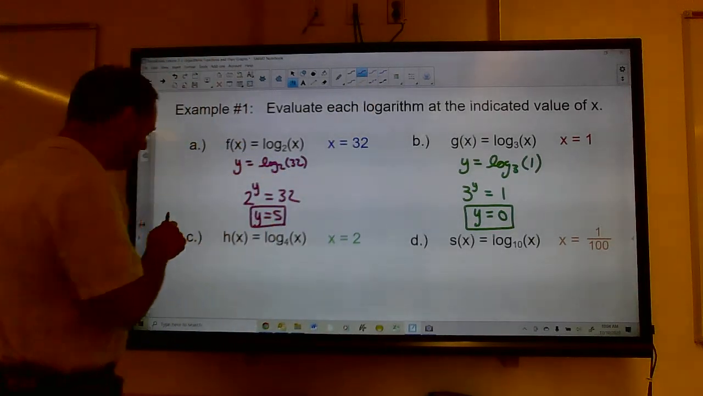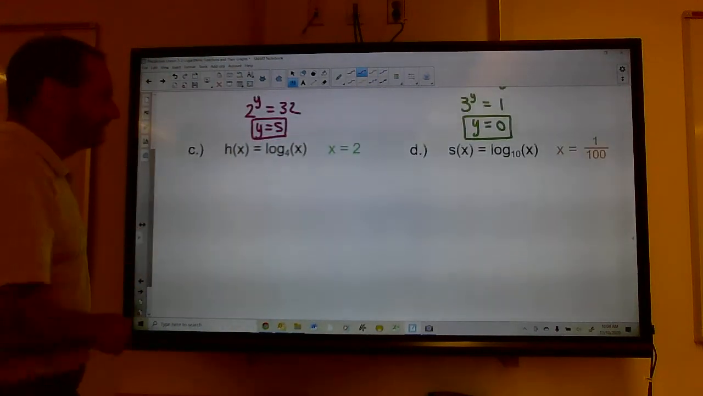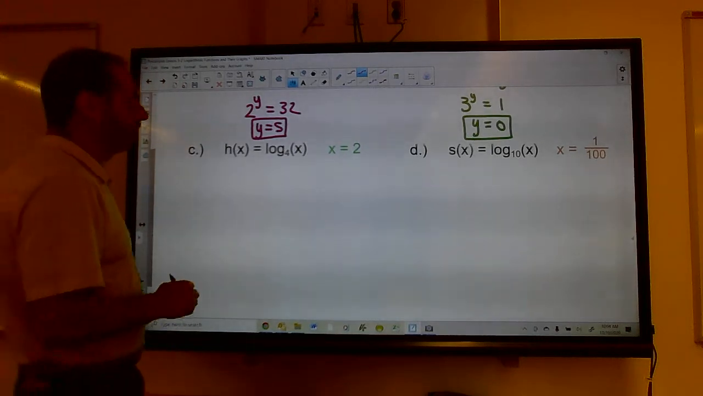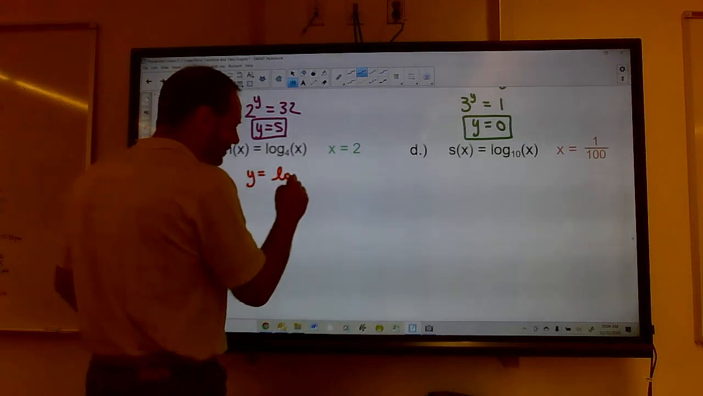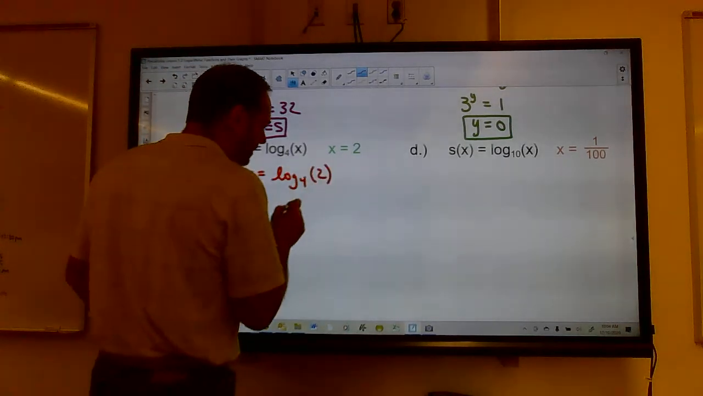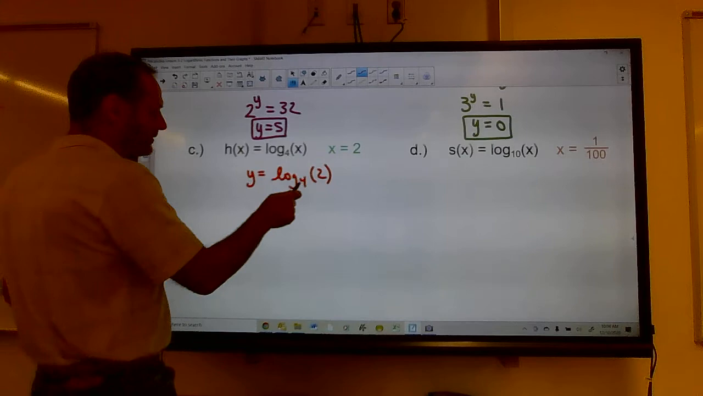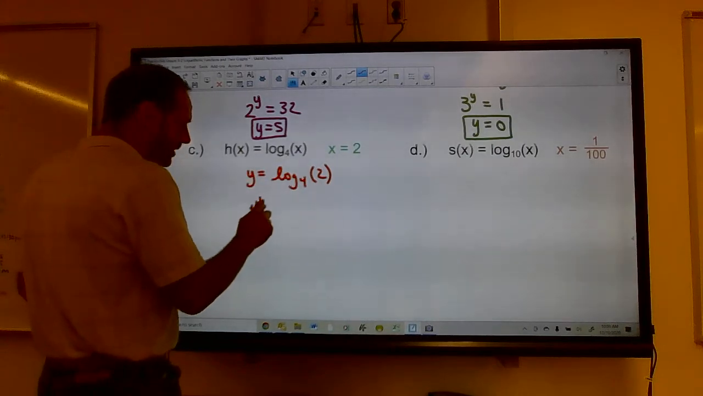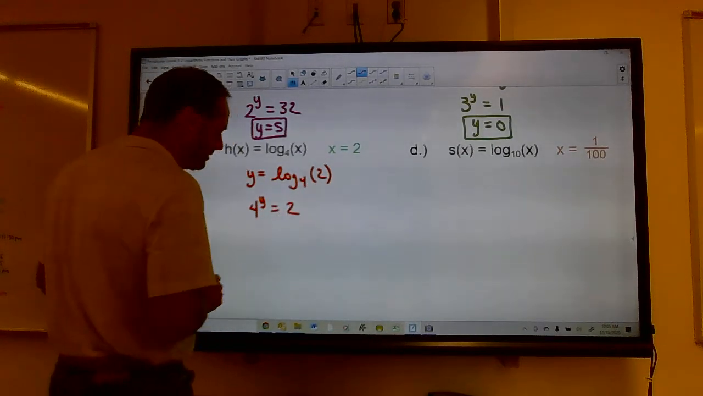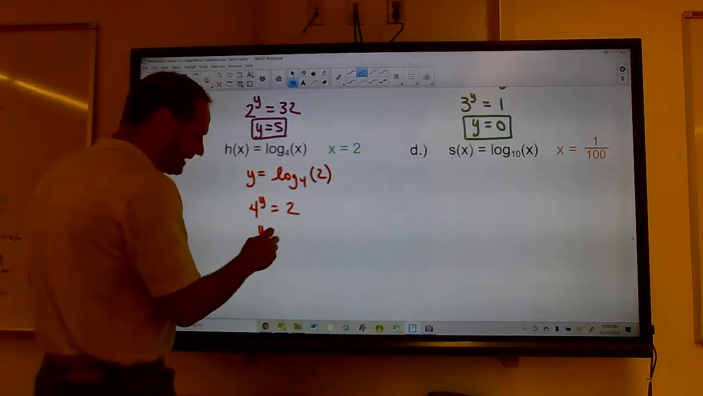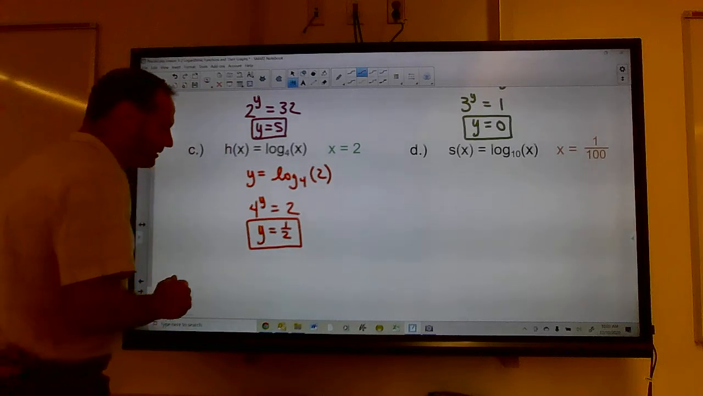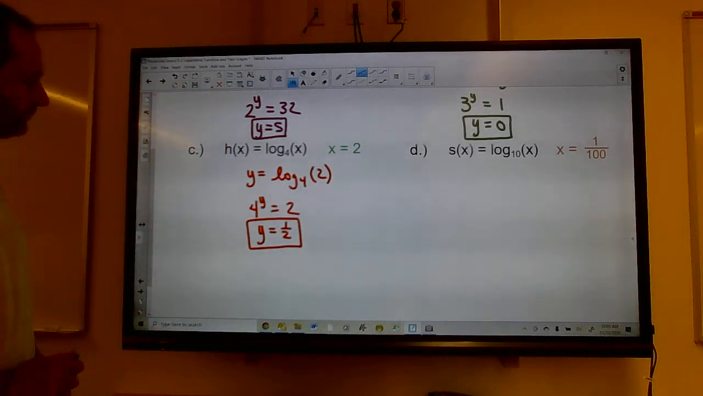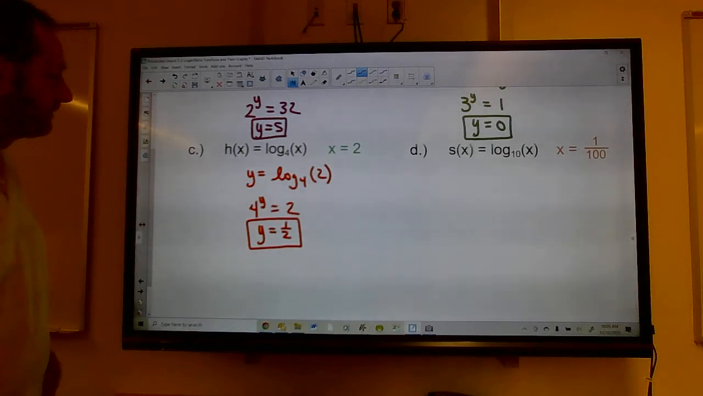All right, over here, the log base 4 of x, where x is 2. So y equals the log base 4 of 2. So 4 to the y power is 2. So y ends up being 1/2. 1/2 power is the square root, and the square root of 4 is 2.